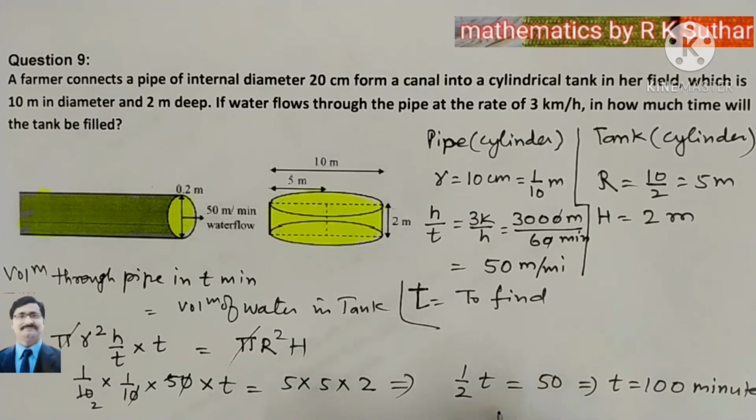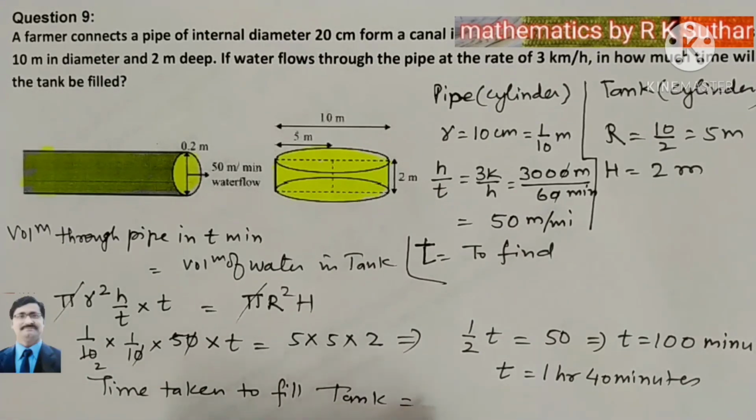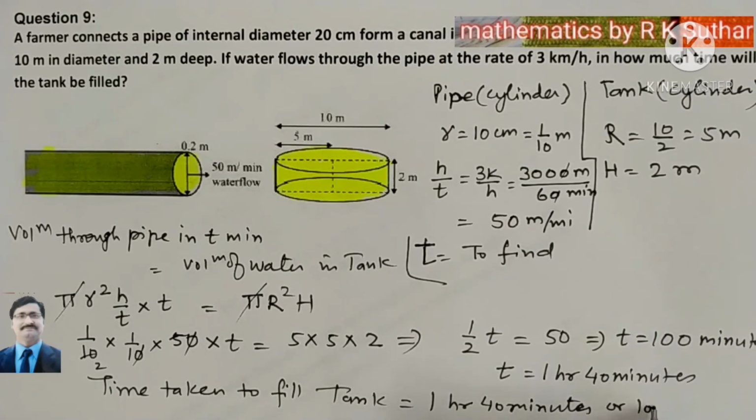100 minutes means we can write 1 hour and remaining is 40 minutes. Okay, all of you understand this? So you can write here time taken to fill the tank equals 1 hour and 40 minutes, or you can write 100 minutes, no problem is there. All understand this?